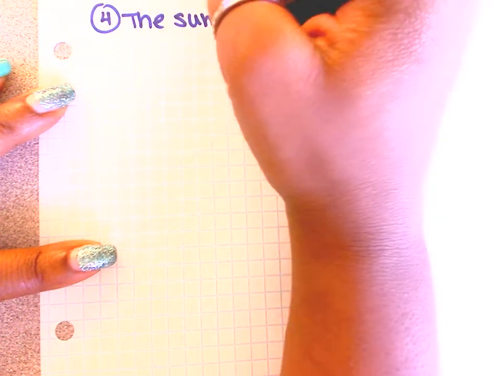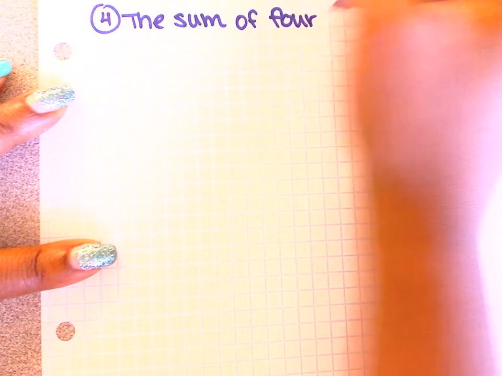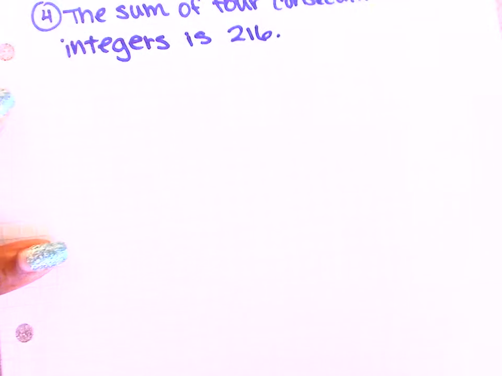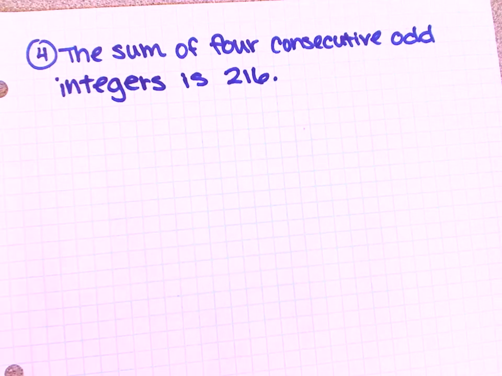All right, number 4. You might get a problem that looks like this. The sum of 4 consecutive odd integers is 216. So that means I'm going to have 4 numbers that are going to be in order, but they're going to all be odd. So it could be 1, 3, 5, 7. It could be 5, 7, 9, 11. They're all going to be odd, but consecutive.